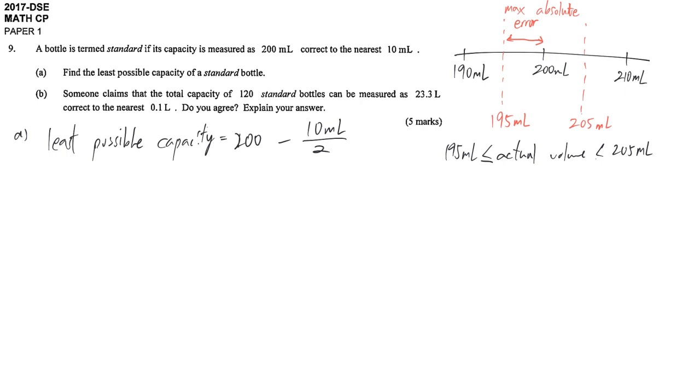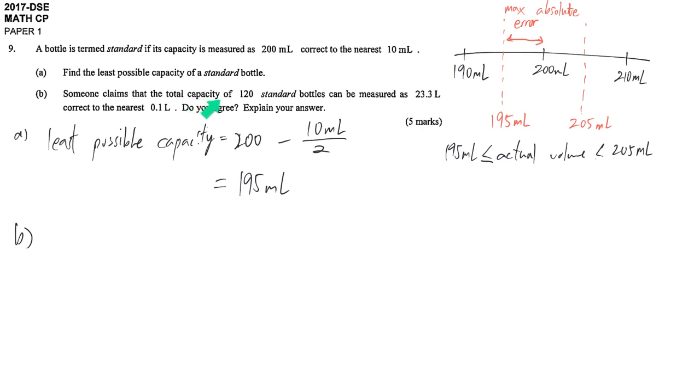If we ask you what the maximum absolute error is, then you will tell me it's 10 divided by 2. And if I ask you the percentage error, then you use the maximum absolute error divided by the measured value. So we get 195 ml here. Then we proceed to part B.